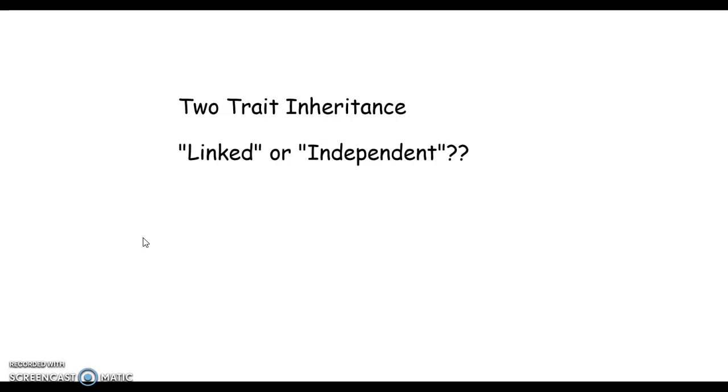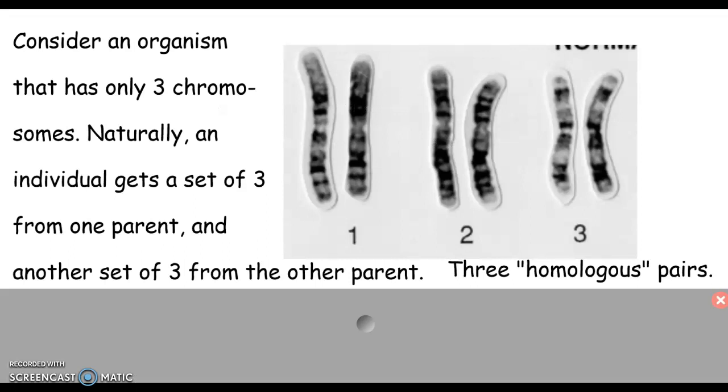In any event, we'll talk about two broad categories: a category where traits might be linked to one another, and where traits might be independent. Consider an organism that is simpler than humans. Let's say they only have three chromosomes. An individual will get a chromosome from each parent, so each parent will contribute three chromosomes. These organisms will wind up with three pairs of chromosomes, one set from one parent and the other three from the other parent. We refer to these as homologous pairs.